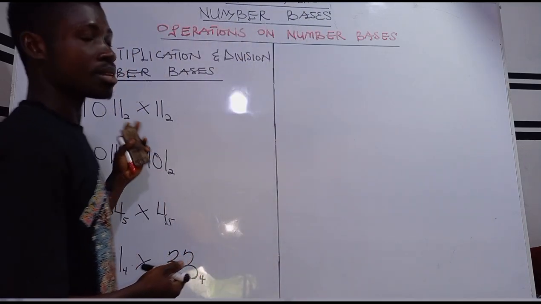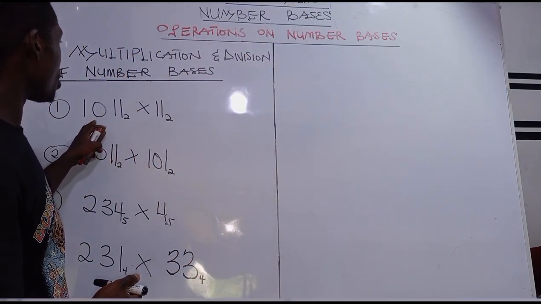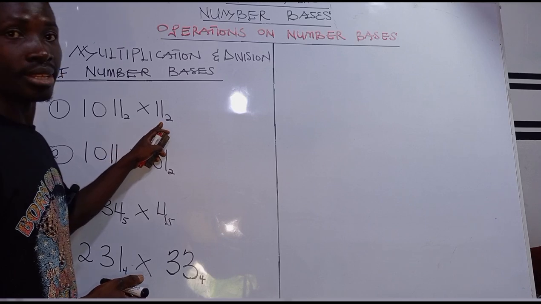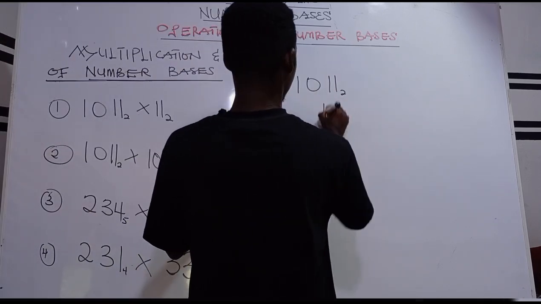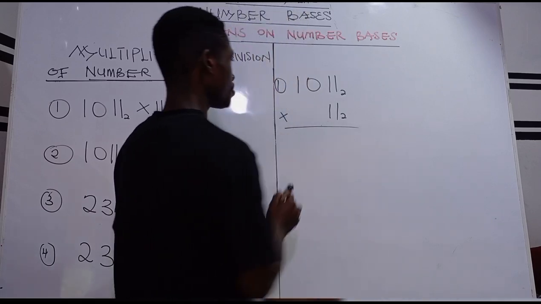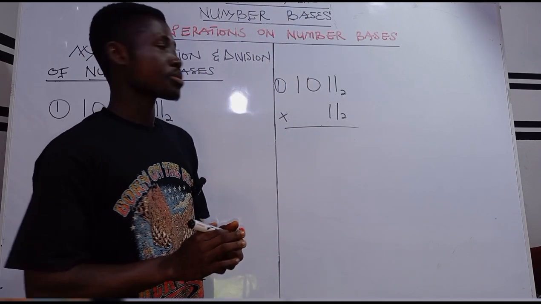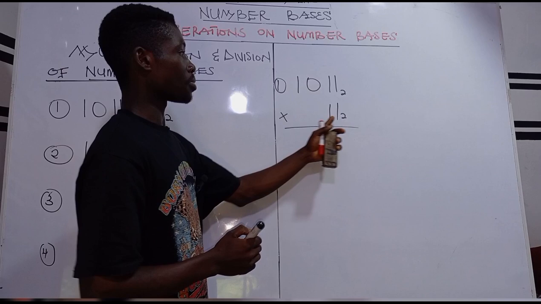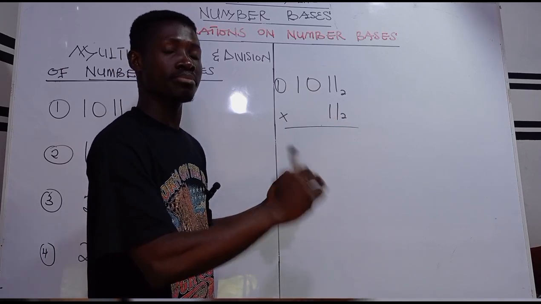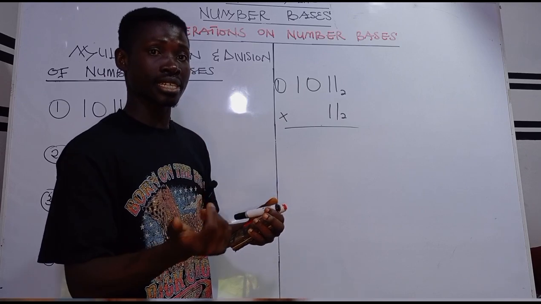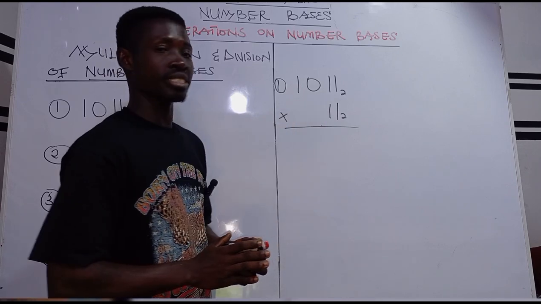So we have the first example. We have to multiply 1011 base 2 by 1011 base 2, all of them in base 2. Remember, all these numbers are in base 2, and we are going to follow the same method as in base 10 to multiply these numbers.